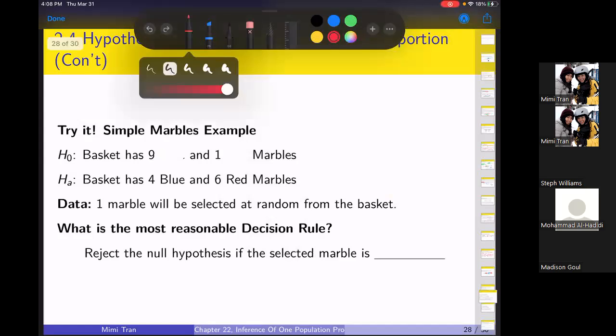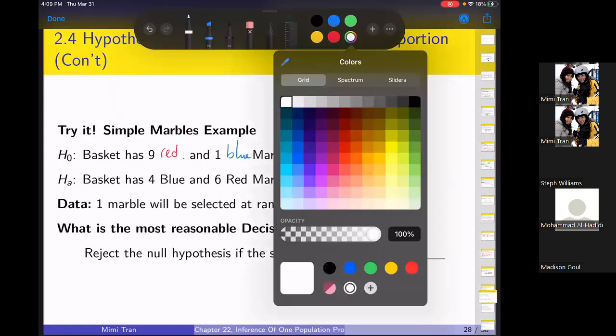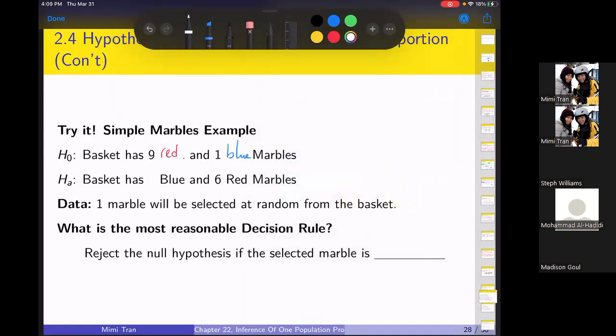9 red, 1 blue. And then basket number 2 is, I made a mistake again. 6 blue and 4 red. Okay, sorry about that. Please fix that.